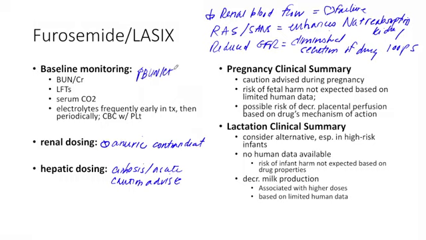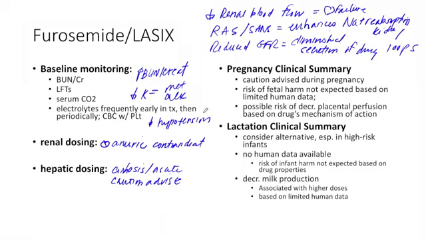Lasix will increase BUN and creatinine, and that's why you follow it. It's going to decrease potassium, and that's why you're going to be checking for metabolic alkalosis. It also increases the risk of hypotension. Those are the things that you're going to monitor.